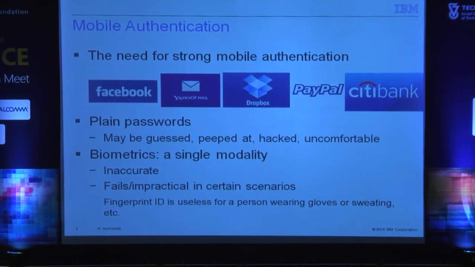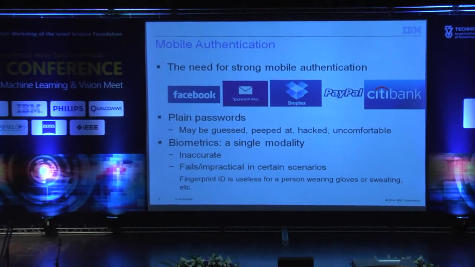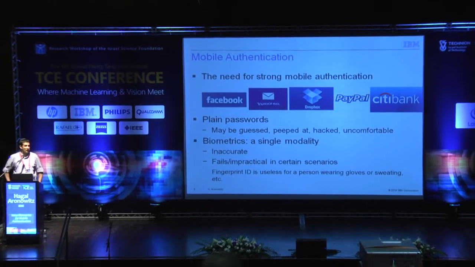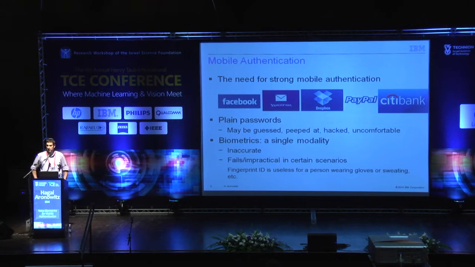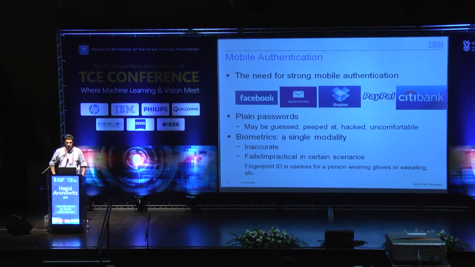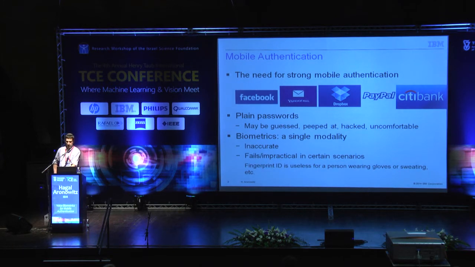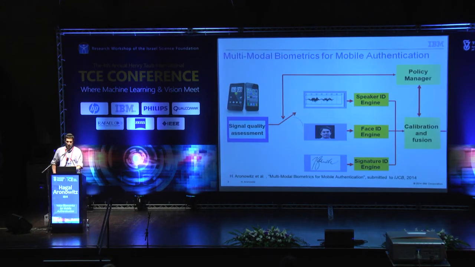However, using a single biometric may be a problem because it's usually inaccurate. And it also usually can fail or be impractical in certain scenarios. For example, fingerprint ID is useless for a person wearing gloves or sweating. And it even doesn't work for some people. And that's true for all biometrics, not only for fingerprint.